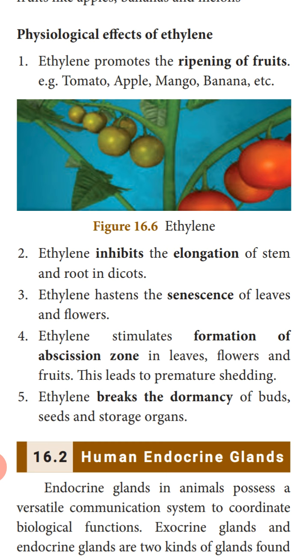So with this, children, we have completed all the 5 types of plant hormones. The next part of the lesson deals with the hormones secreted in the human body. That will be taught by a zoology miss.